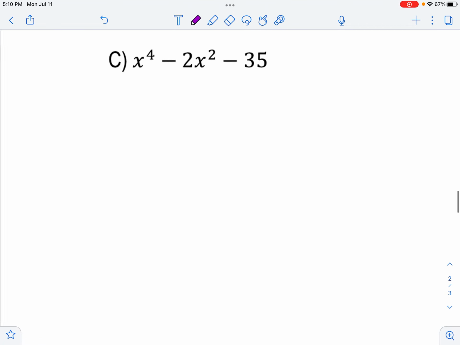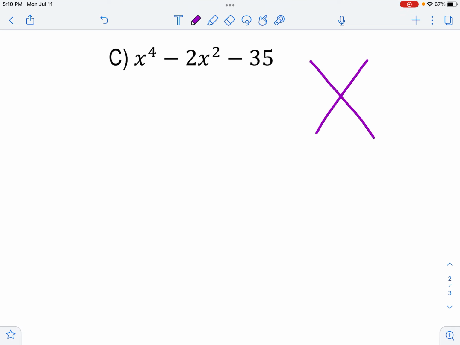All right, next one. First thing I'm going to do, remember the directions are factor. Look for a GCF. 1, 2, and 35. Nope. And then x to the 4th, x squared, and no x's in the last term. So no GCF. It is 3 terms, however, so what I'm going to do is make my organizational x. Remember, a times c goes up here.